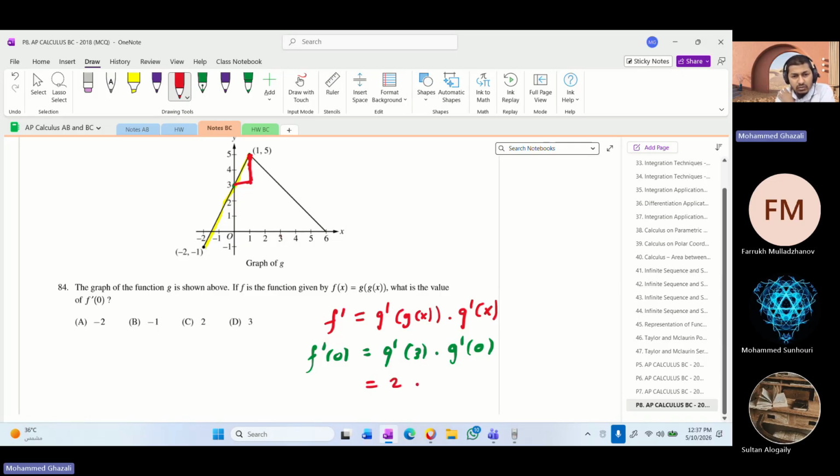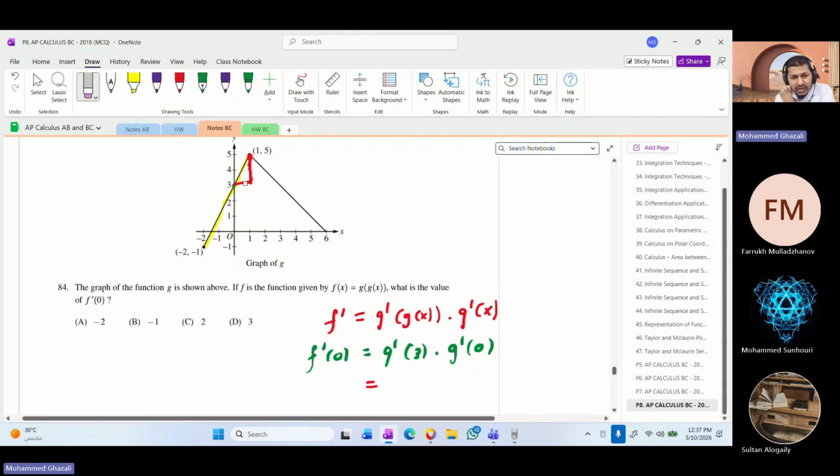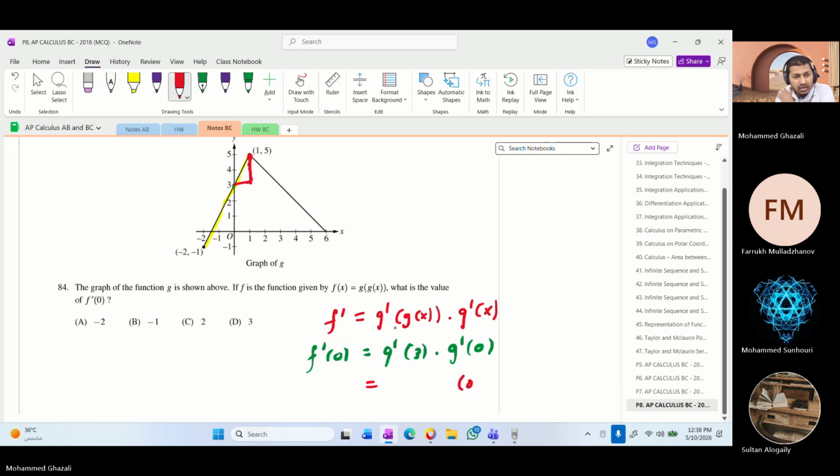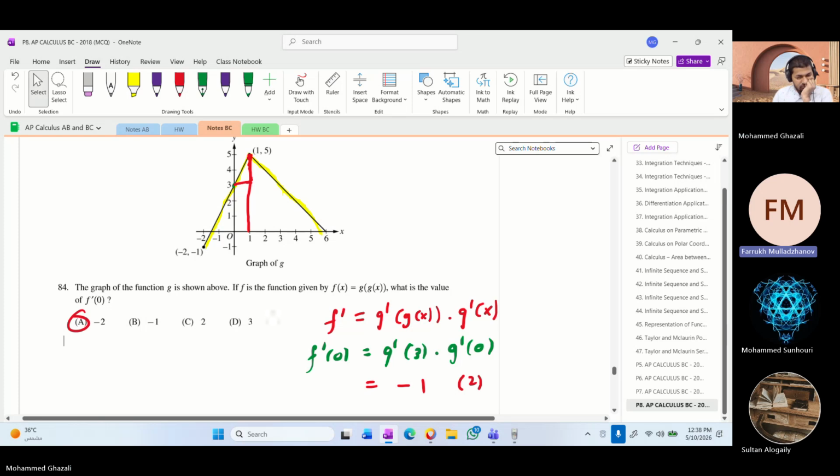So what's g prime 0? Whoa, hold on. We just found g prime 0, which is 2. What we found here is rise over run. This is 2. And g prime 3, where's 3? 3 is on the downward slope. It's a negative slope. I don't know how you're going to do the slope here, but let's see. Just drop down this vertical line here at 1. You're going 5 up, 5 across. So negative 1. So what's the answer? Negative 1 times 2, negative 2. How's that? Easy.